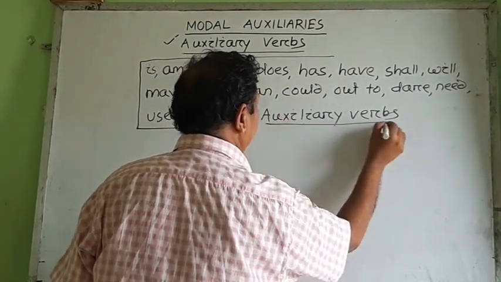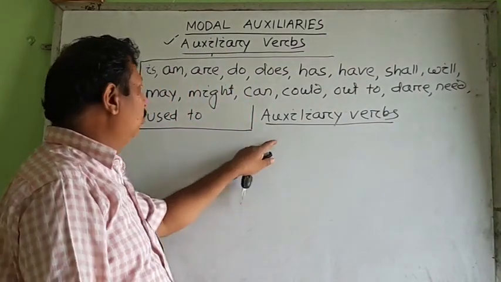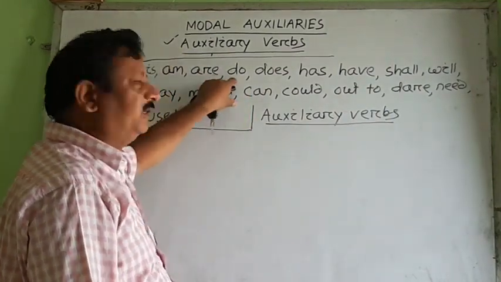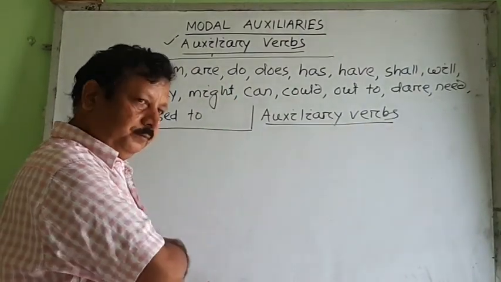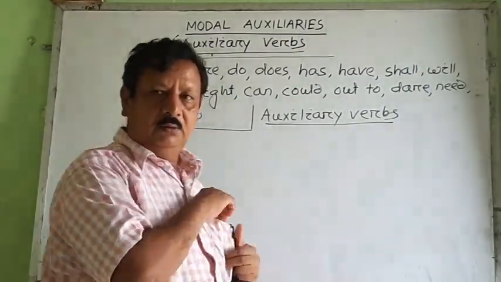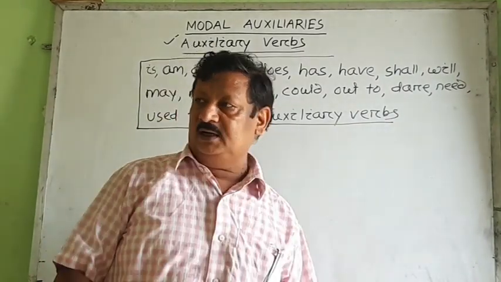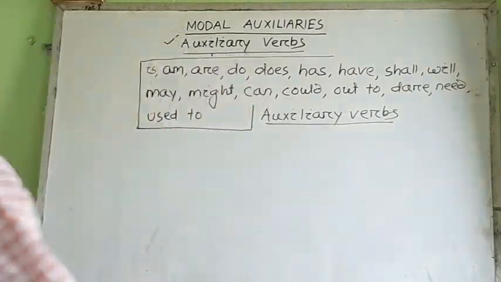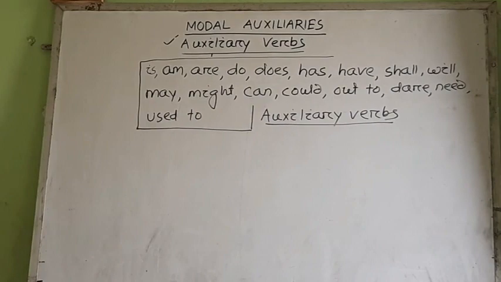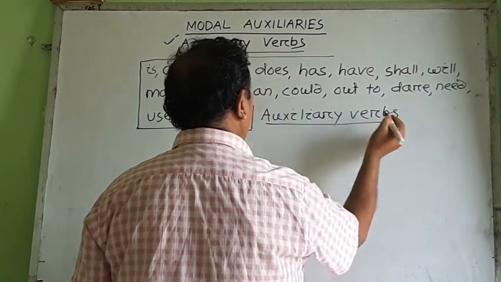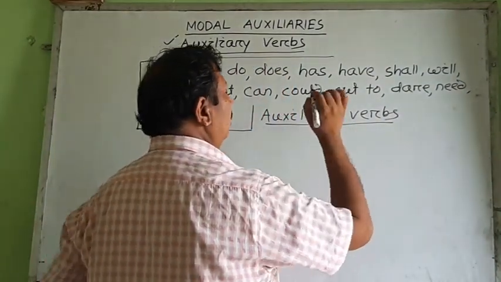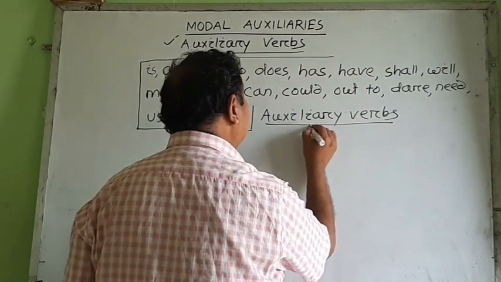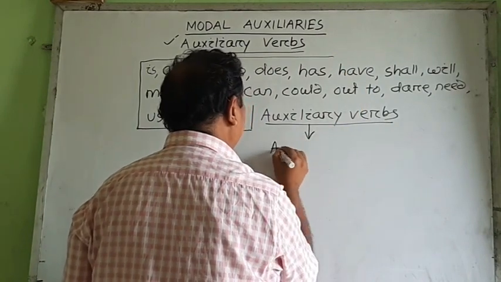And another term is used in case of all these verbs. Let us now know what is the another term that is used. Let me have the pen. See, auxiliary verbs, and as I tell you, these are also known as the anomalous verbs.